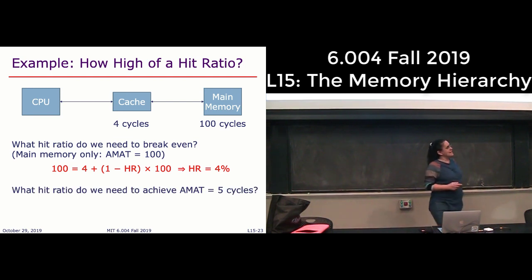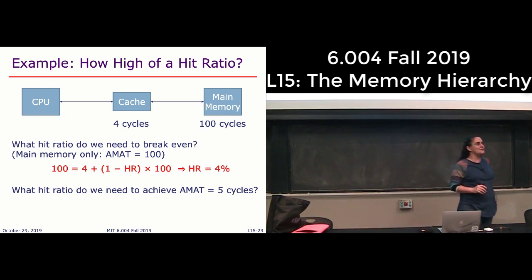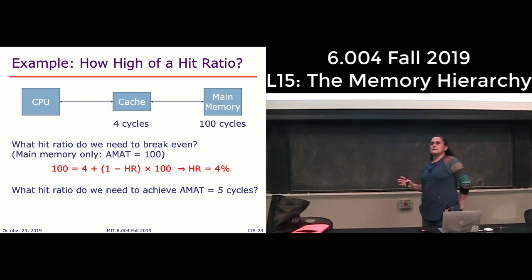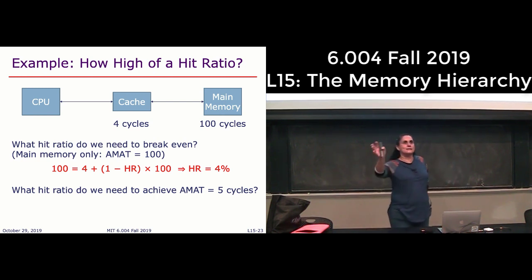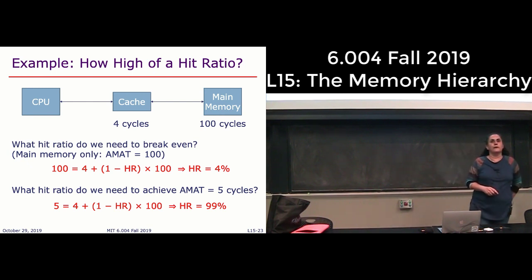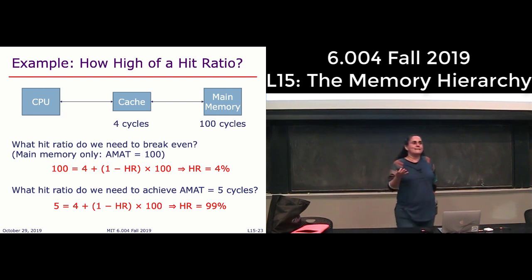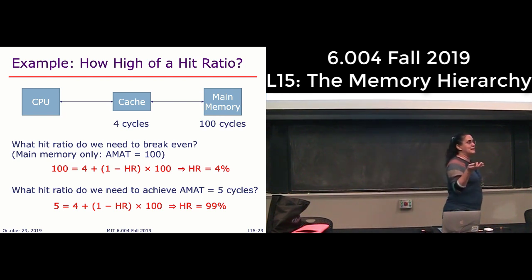Now let's ask ourselves a second question. Suppose I'm not satisfied with being as good as if I didn't have my cache, and instead, I want my performance to be almost as good as if I always got a hit in my cache. So if I always got a hit in my cache, my average memory access time would be 4. If I almost always get a hit, let's say it's going to be 5. Now if I solve for my hit ratio so that I can end up with an average memory access time of 5, I find that I need a hit ratio of 99%.